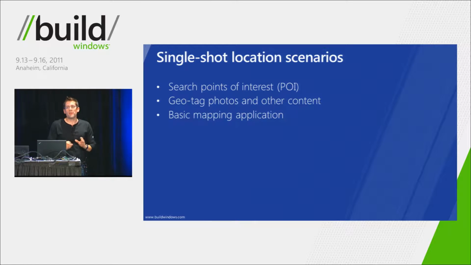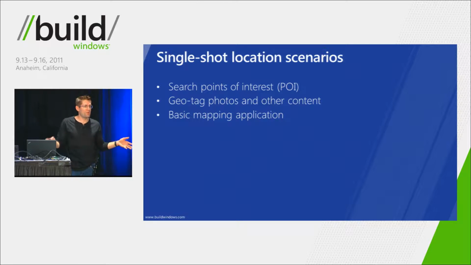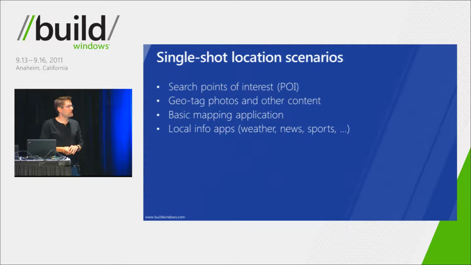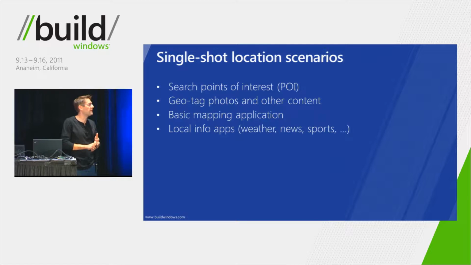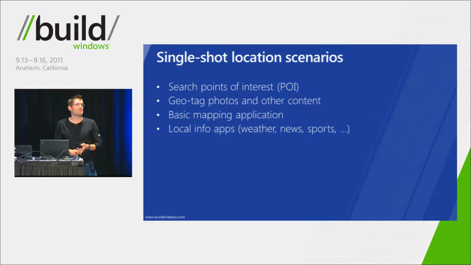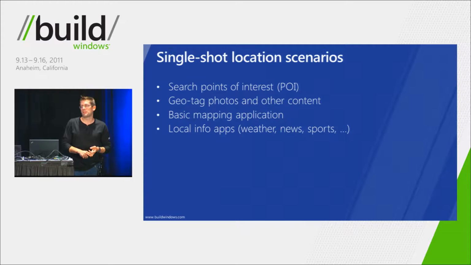We could implement support for a basic mapping application. So this could be as simple as showing the user a map, and when the map loads, we center that map view based on their current location. We could support local info apps. This could be location-aware weather, news, sports. There's really a wide variety of experiences and information delivery mechanisms that we can tailor based on the user's location.